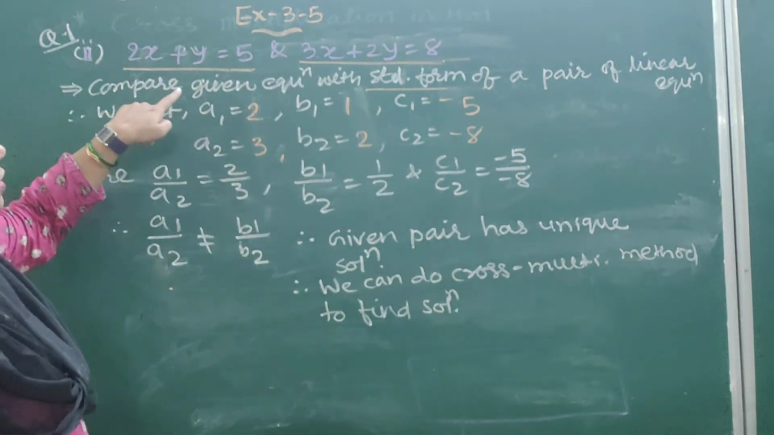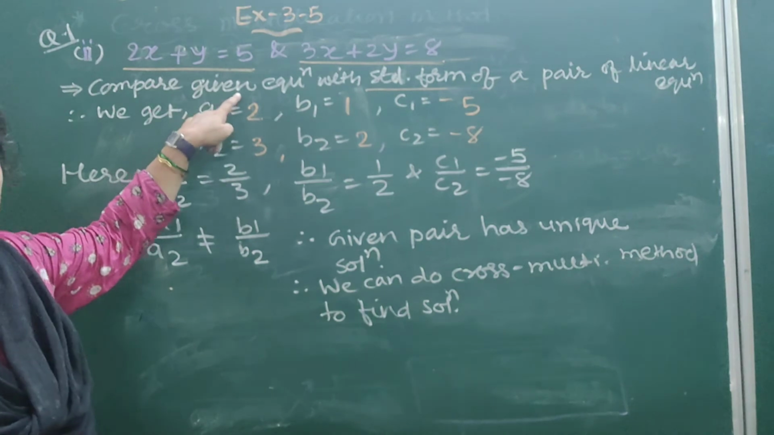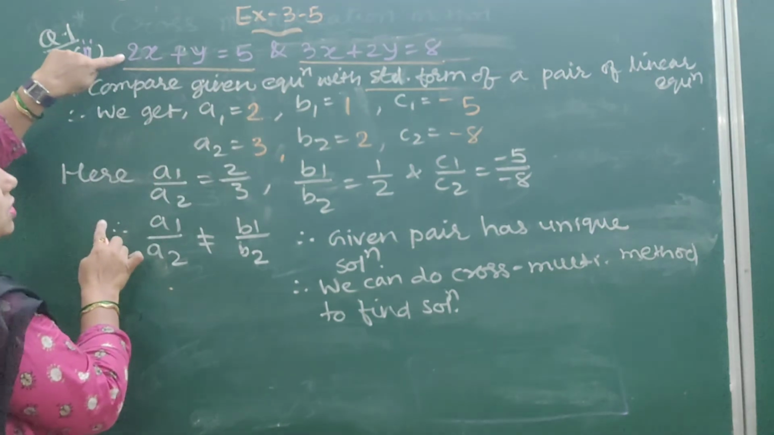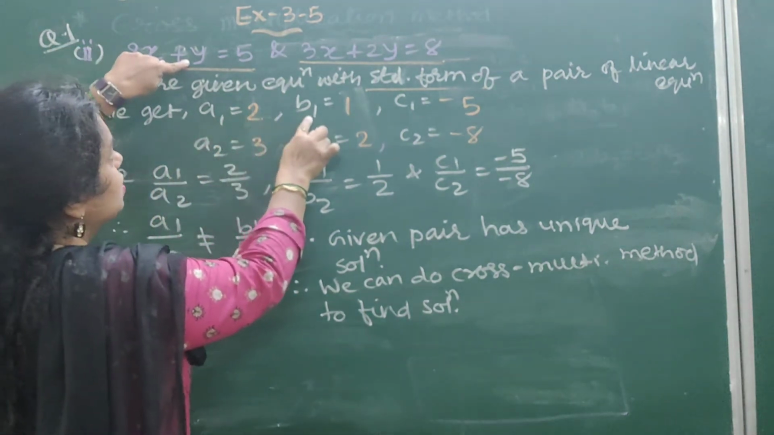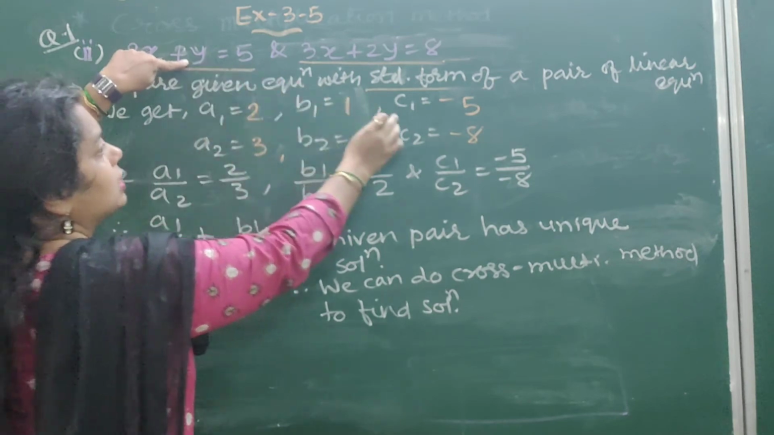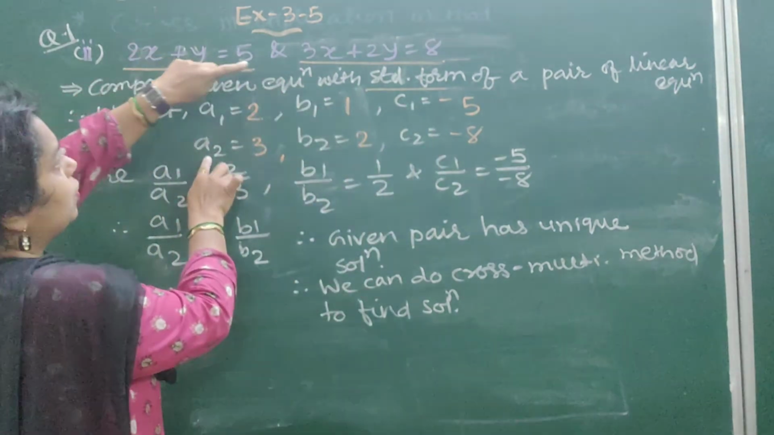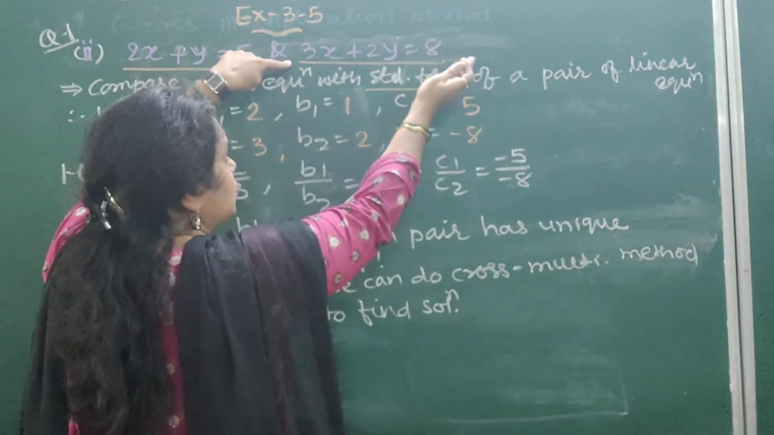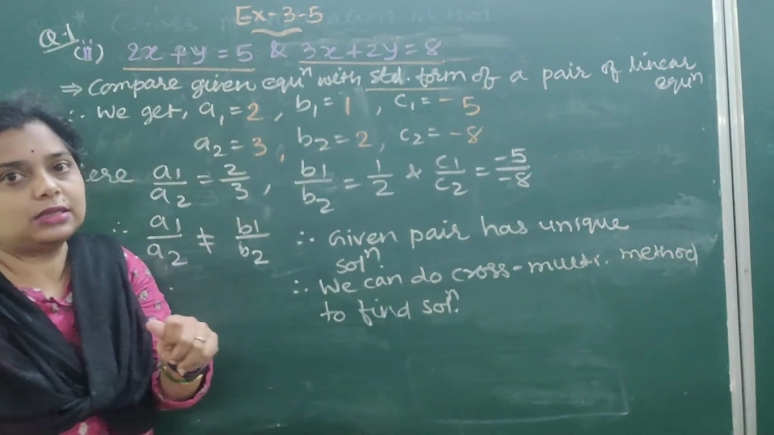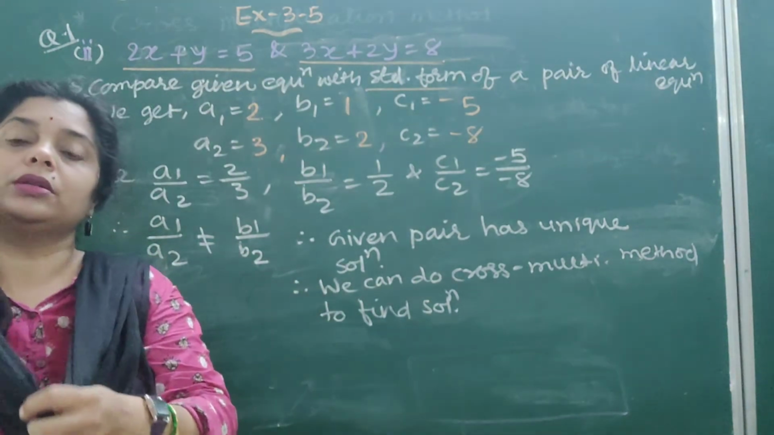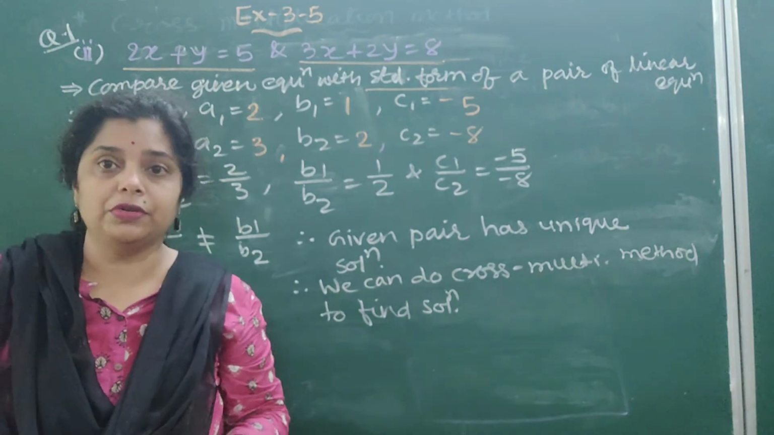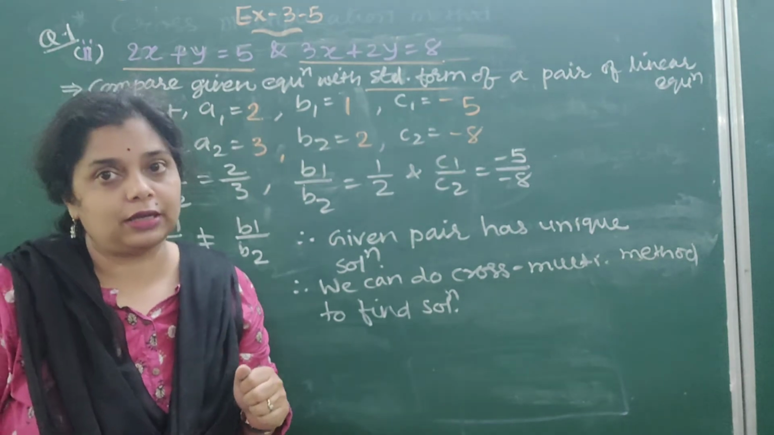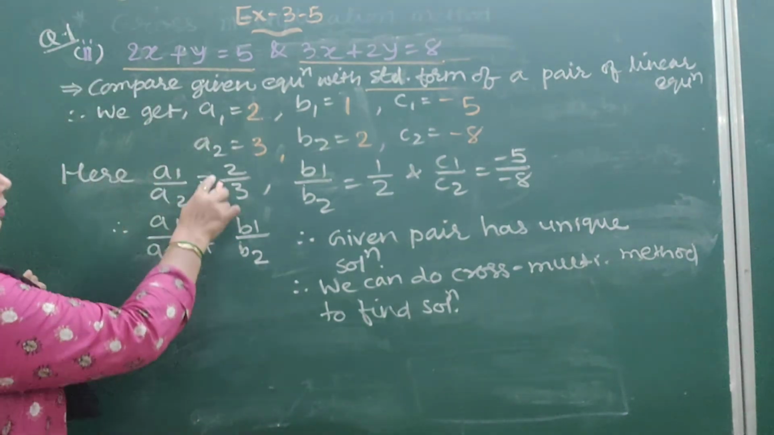And after that, the first thing is you have to compare with the standard form of a pair of linear equations. This is the first equation: a1 is 2, b1 is 1, and as we took 5 to the other side, c1 is minus 5. Similarly for the second equation, a2 is 3, b2 is 2, and as we took 8 to the other side, c2 is minus 8. Now we first have to check whether the given pair has a unique solution, no solution, or infinitely many solutions. And for that we have to take the ratios.